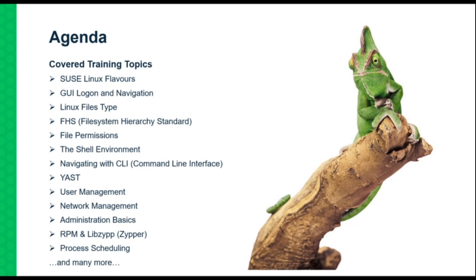So, just a quick look at our agenda. Some of the topics that we'll be covering are the SUSE Linux flavors, the GUI logon and navigation, our Linux file types, our FHS, the file system hierarchy standard, then file permissions, the shell environment, navigating with the CLI, the command line interface. Then we'll be looking at YaST and its functions, then user management, network management, administration basics. Then we'll go into RPM and libzypp, which is known as zypper. Then we'll look at process scheduling and a few other topics.